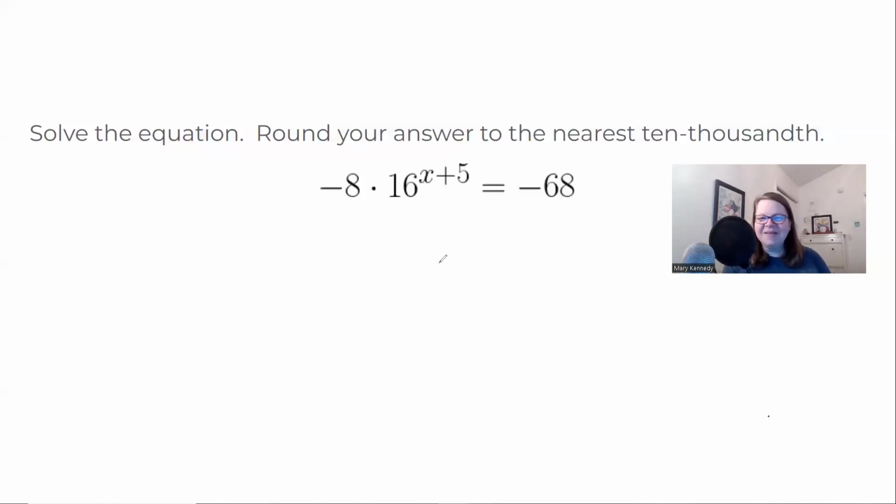Hey guys, let's take a look at this one. A student was asking me about help with solving log equations. So this is an exponential equation. We'll use logs to solve it.